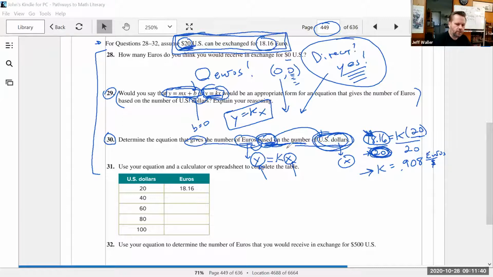And of course, we know this already, considering where K is. What would we call K? K is the what of this line? The slope. All right. So now if I put this all together, I get y equals 0.908x.